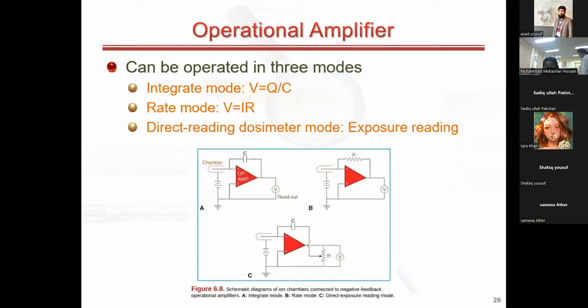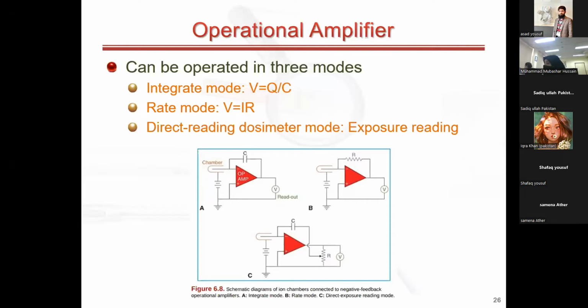So these operational amplifiers can be operated in three modes: integrated mode, dose rate mode, and direct reading mode. The schematic diagram of the operational amplifier that can be used for integrated mode is given here in figure A. The charge collected by the collecting electrode of the chamber is stored in capacitor C, and the voltage across this capacitor, that is Q over C, would give us the reading of the charge collected by this chamber and the magnitude of the beam intensity.